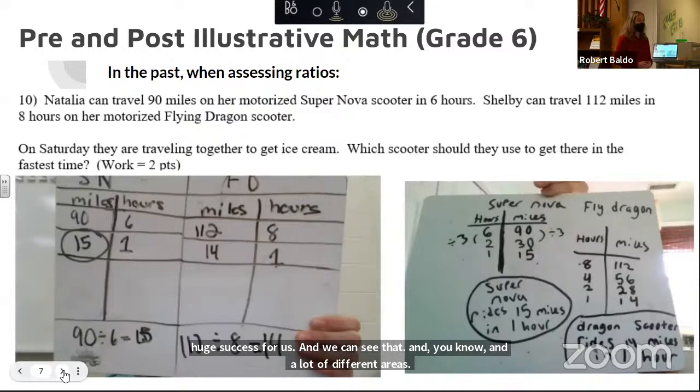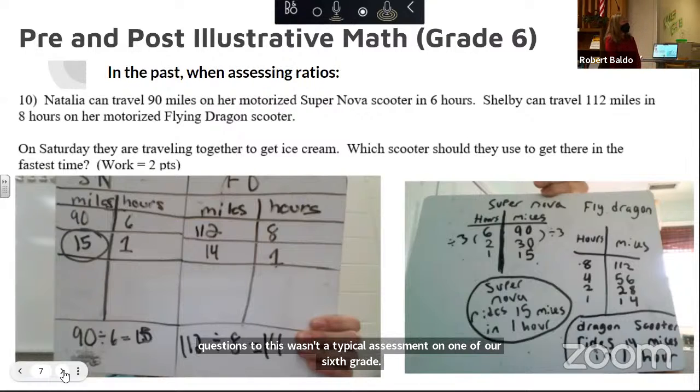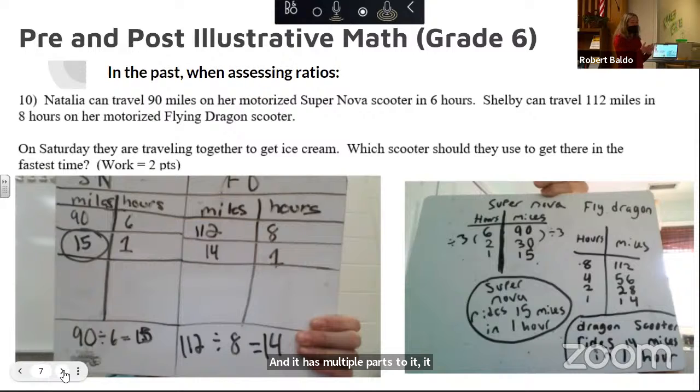We've had good curriculum. It's not that this is replacing something and, miraculous. We had good assessment questions too. This was a typical assessment that was on one of our sixth grade math assessments for ratios. And it has multiple parts to it. It asked the kids to think about things, and these are actual examples from last year. Last year, the sixth graders had this on an assessment.